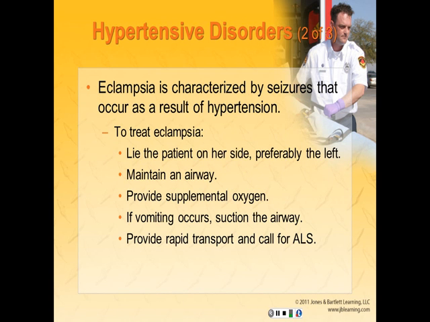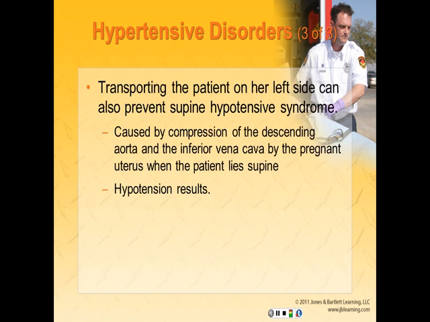In order to treat a patient who has eclampsia, the patient should lie on their side, preferably their left. Maintain an airway, provide supplemental oxygen, suction the airway if vomiting occurs, provide rapid transport, and call for an ALS intercept if available. By transporting the patient on their left side, this can also prevent a phenomenon called supine hypotensive syndrome.